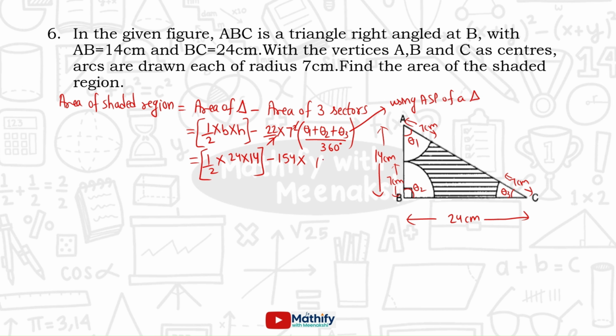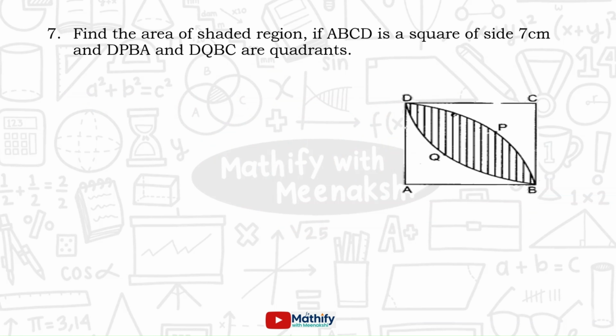So I can write 180 by 360. That means it's 1 by 2. And you can cut this 77. Here also you can cut. 12 into 14, that's 168 minus 77, and that is equal to 91 centimeter square. So this is your final answer. Now let's move to next question.